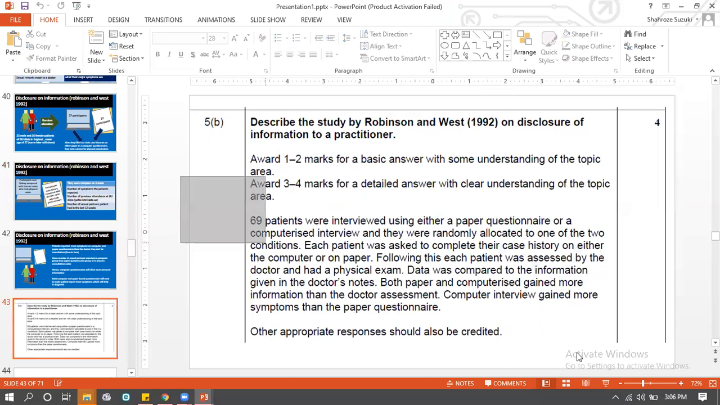All in all, summary here. 69 patients were interviewed using a questionnaire or laptop computer, जो भी है, and they're randomly allocated. So they write their case history on a paper or computer. Afterwards, they go to a doctor and उनके साथ appointment होता है. So the data compared कि सबसे ज़्यादा symptoms किस पे बताते हैं and सबसे जो personal information होता है, sexual partner वाला, वो किस पे बताते हैं.